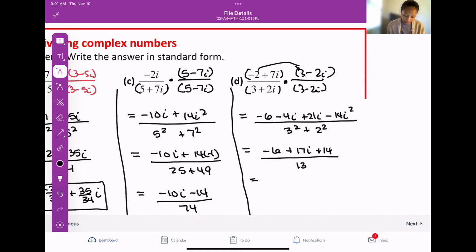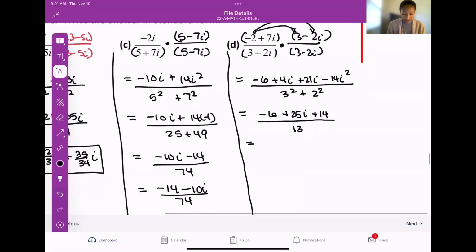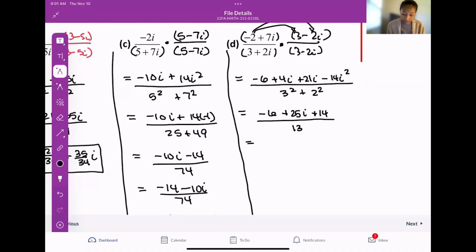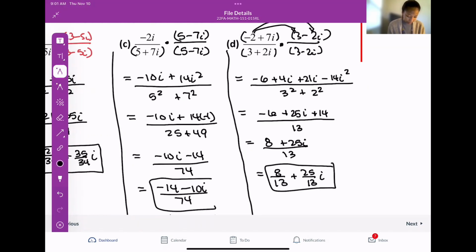When you FOIL here, you get negative 6, but you should get a plus 4i. And then that will change this middle term to 4i plus 21i is 25i. All right. Now that we've got that, negative 6 plus 14 is 8. So we have 8 plus 25i over 13. And then we need to break this up: 8 over 13 plus 25 over 13 i. And that's our final answer.